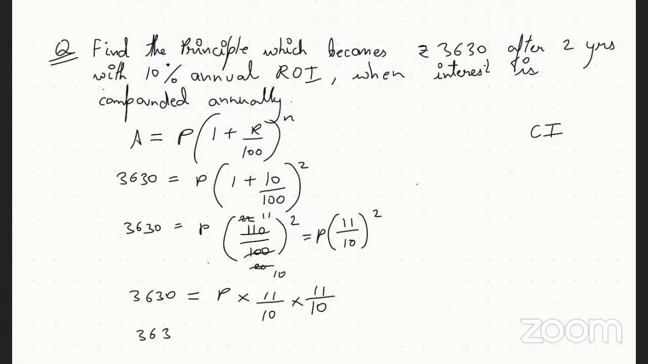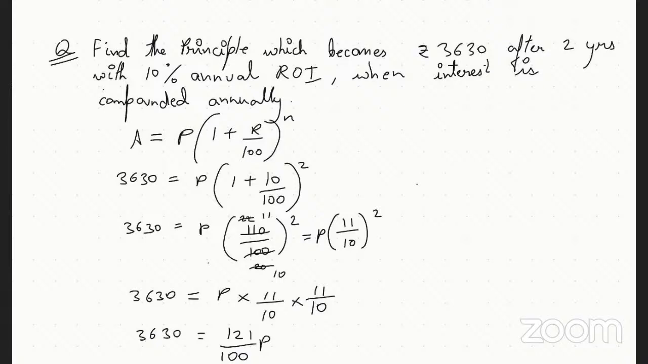121 by 100 P. Okay. Why P? Because 121 by 100 into P becomes 121 by 100 P. Okay. Then after it, I'm writing on this side.